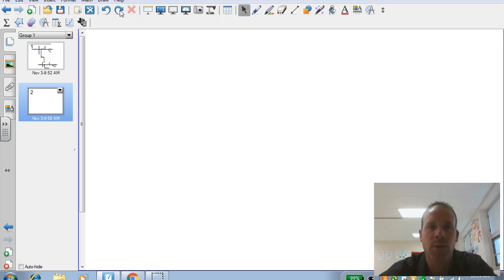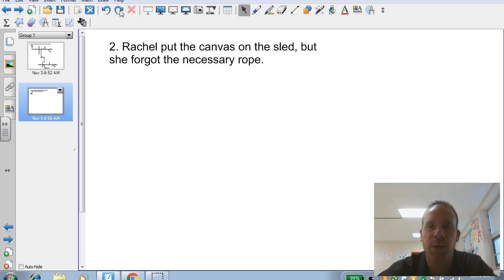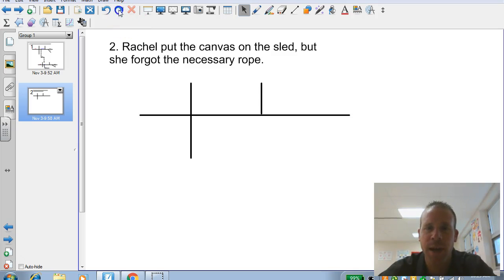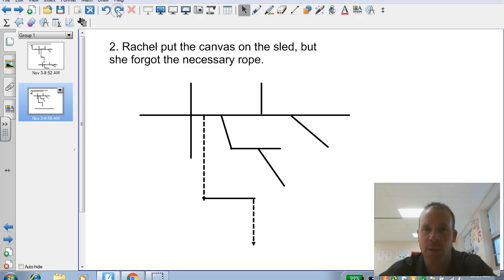Let's go on to sentence number 2, which was Rachel put the canvas on the sled, but she forgot the necessary rope. The big challenge of this one is that you have the on the sled prepositional phrase, but it's in the first independent clause, so as long as you keep it with that part, you'll be okay. Go ahead and set up my diagram, and you're going to see right here where I have my prepositional phrase. Okay, I have that nice and ready to go, and then I'm putting my dotted line down because I know I have a compound sentence that's going to lead me to the rest of it.